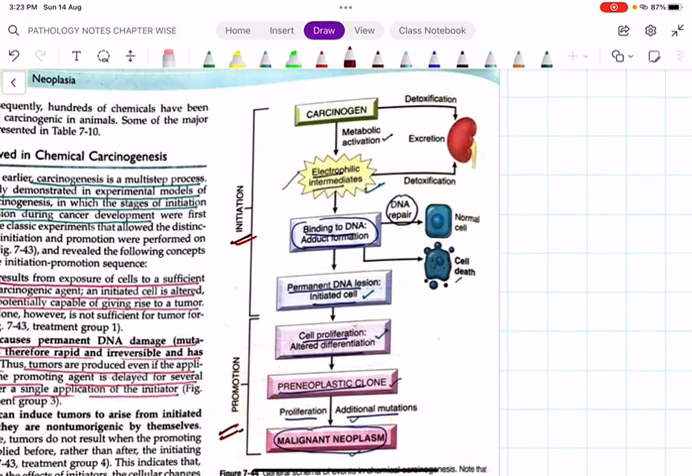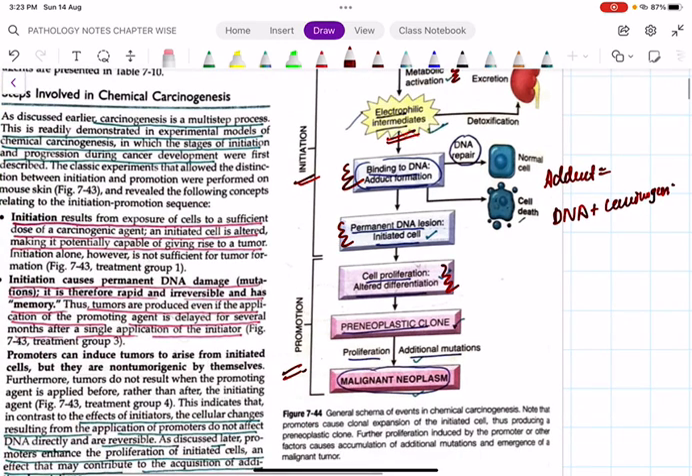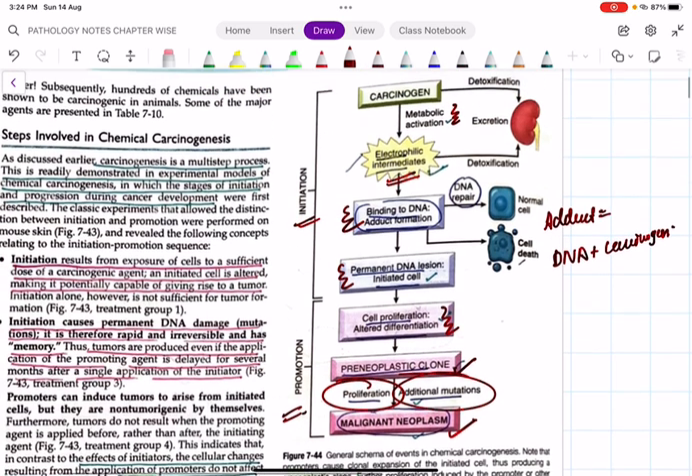Whenever there is a carcinogen, it will be metabolically activated, which produces some electrophilic intermediates that bind to the DNA, which leads to adduct formation. What do you mean by adduct? Adduct is nothing else but the DNA along with the carcinogen. Simple. Which will cause a permanent DNA lesion, cell proliferation or altered differentiation, a pre-neoplastic clone, and finally a malignant neoplasm, as a result of proliferation and additional mutations.